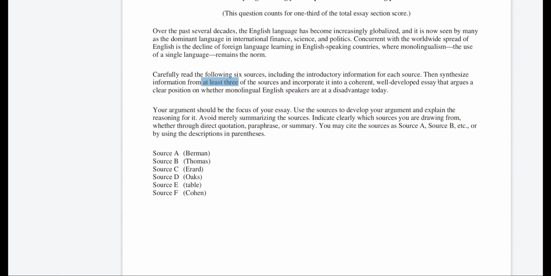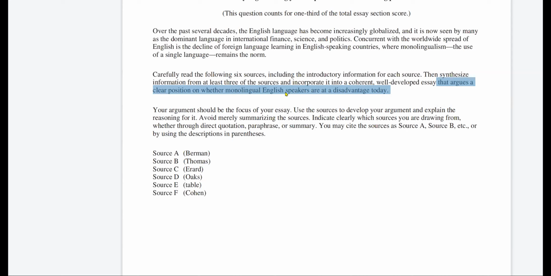It comes here. That argues a clear position on whether monolingual English speakers are at a disadvantage today, all right? So monolingual English speakers, are they at a disadvantage today or are they not? So that's our prompt, all right? So once again, we're gonna decipher the prompt carefully and we're gonna cover that today, okay?